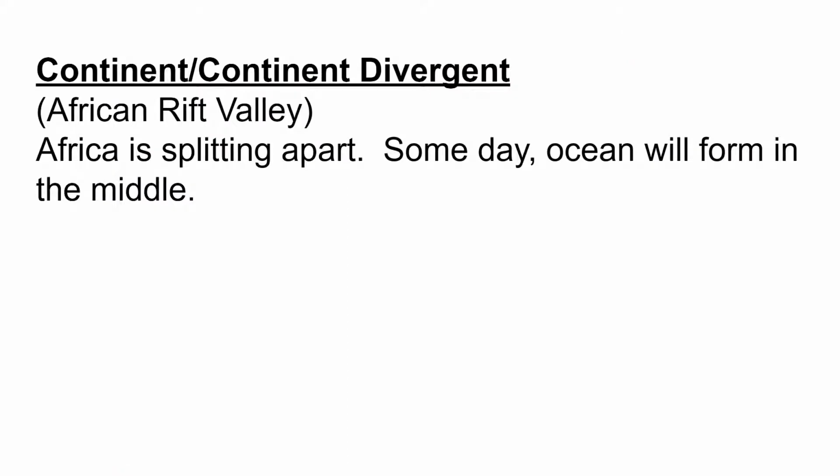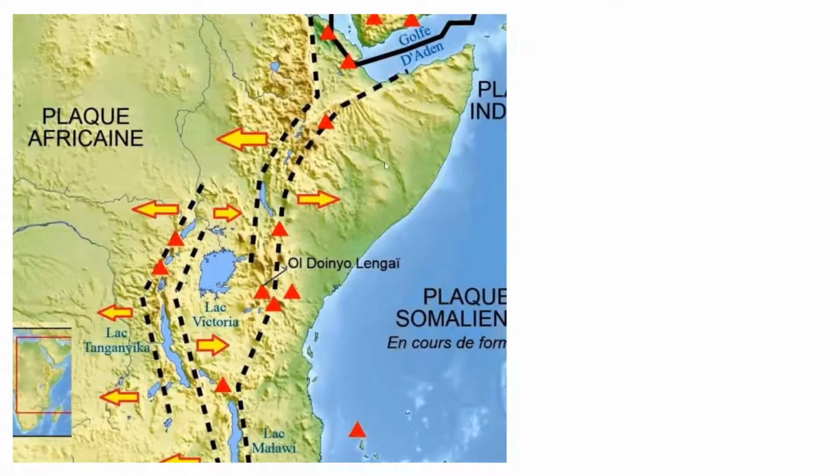All right, I think we got two more. Continent divergent. This is Africa. Africa is splitting apart. This is showing, it's kind of messy. It's not like there's a nice crack forming. It's a bunch of different cracks. I tried to zoom in to it on Google Earth and I couldn't really find much.